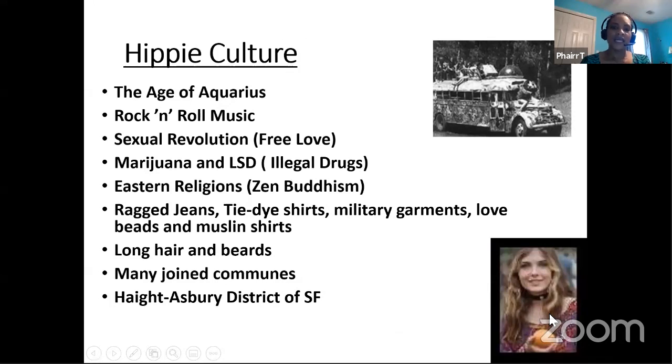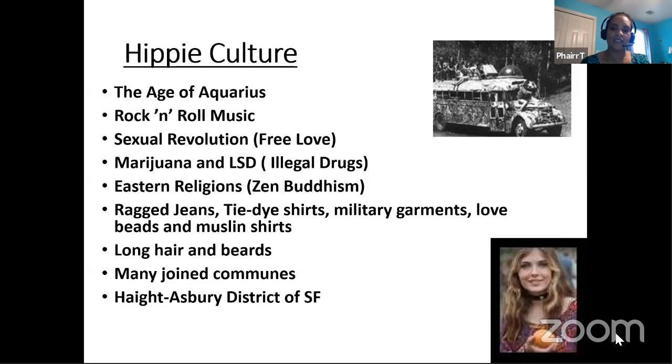As far as the 1960s, referred to as hippie culture, these would be some of the things that were an impact of that. You have the Age of Aquarius. We have rock and roll music, which still has an impact today. You have Eastern religions like Zen Buddhism. You have different ways that people dressed: the tie-dye, the military garb, the love beads, the muslin shirts.